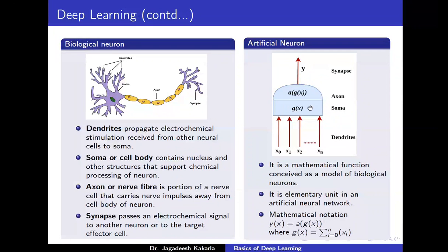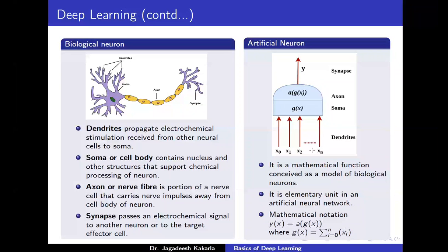The axon is a portion of a nerve cell that carries nerve impulses away from the cell body of the neuron, and the synapse passes an electrochemical signal to another neuron or to the target cell. Now I will come to the artificial neuron and discuss the role of dendrites, soma, axon and synapse in detail. The dendrites are your inputs x0, x1, x2, so on, xn; all these attributes of a particular data are nothing but the dendrites.